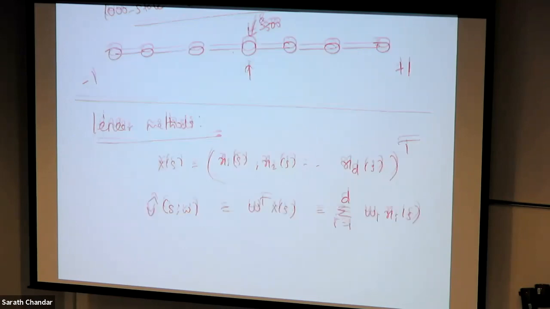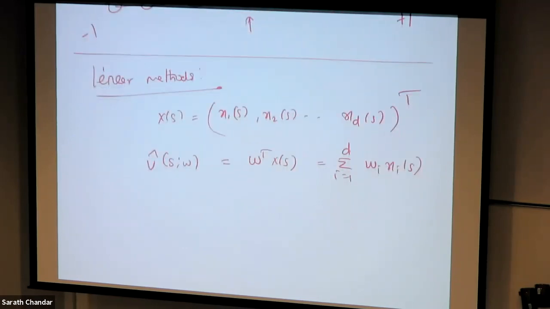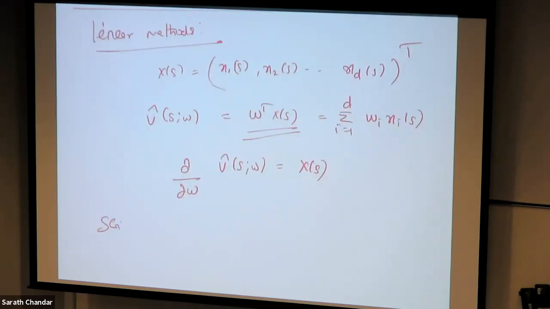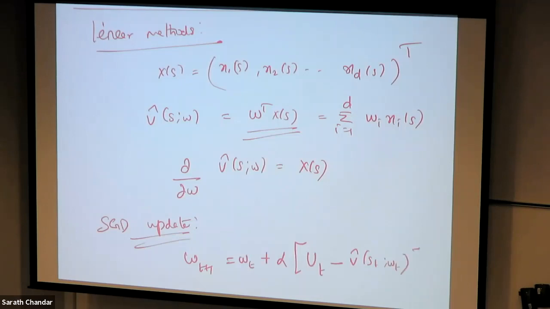Right? Now in this case, my gradient is going to be really simple. So can someone tell me what is dou by dou w of the value function? Sum of xi. Sorry? The sum of xi. Yeah, maybe it's easier if you use this equation. It's just x of s, right? So my SGD update is going to be something like this. Wt plus 1 is equal to Wt plus alpha times ut minus v of st given Wt, times x of st.